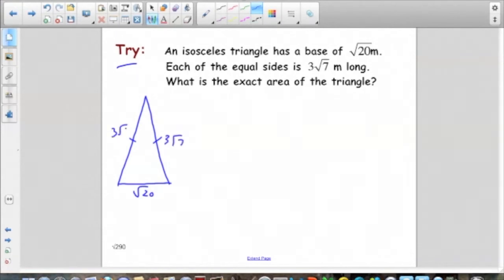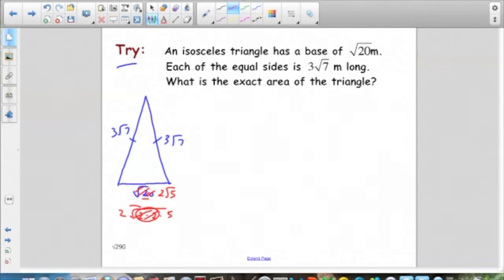3 root 7. Okay, the first thing I would do, I would simplify that just to make it into simpler terms. Because we know 20 breaks down to 2, 2, and 5. That comes out, so it's 2, it's gone. So really this is 2 root 5. It's better than root 20. It's the simplified version. Okay, so we got our drawing.